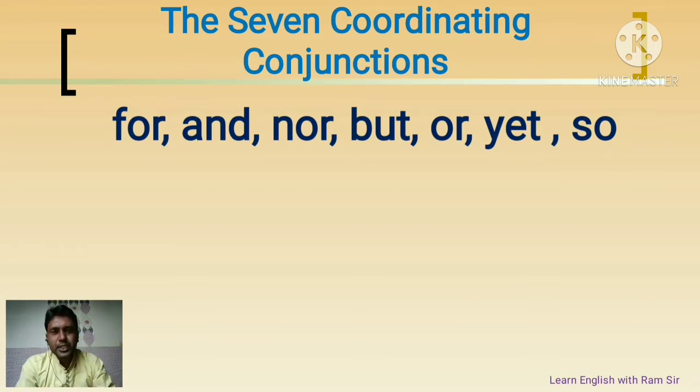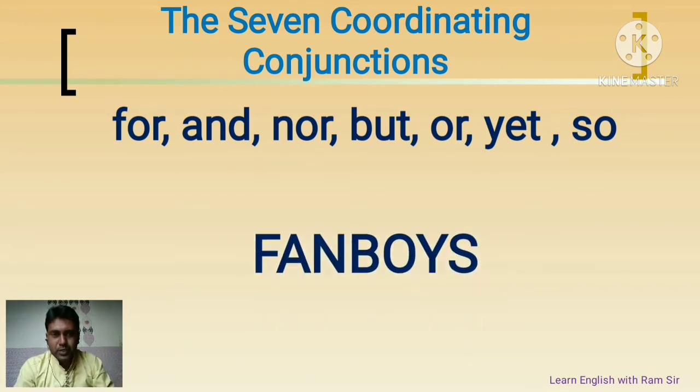To remember these 7 coordinating conjunctions, you can use a very simple trick. Just remember one small word, that is FANBOYS. What is it? FANBOYS. F stands for, A stands for and, N stands for nor, B stands for but, O stands for or, Y stands for yet, and S stands for so. So just remember the word FANBOYS. With the help of this trick, you can easily remember all the 7 coordinating conjunctions.